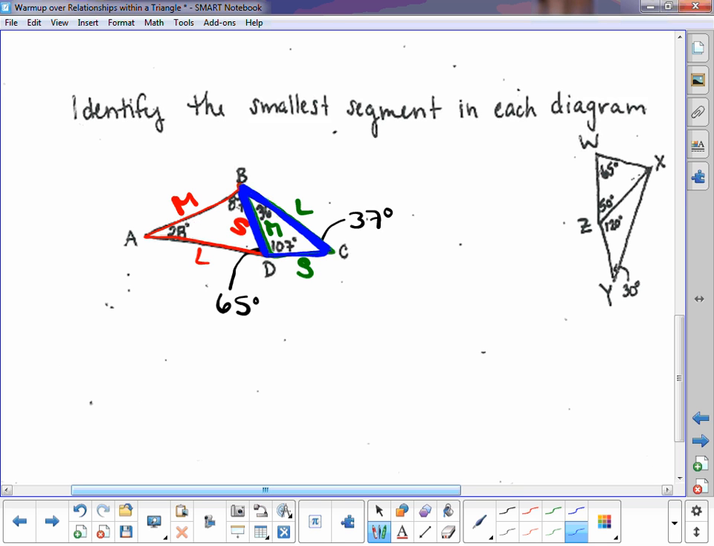And why DC? Because BD is the medium one. Right, within this triangle, BD is my medium one. If I look, angle C, which is the angle across from it, is larger, 37 degrees, than angle DBC, because that's only 36 degrees. So I can know then that the smaller angle is going to yield the smaller side. So my answer is side DC. And again, make sure you have that proper notation. Alright, questions with that one?